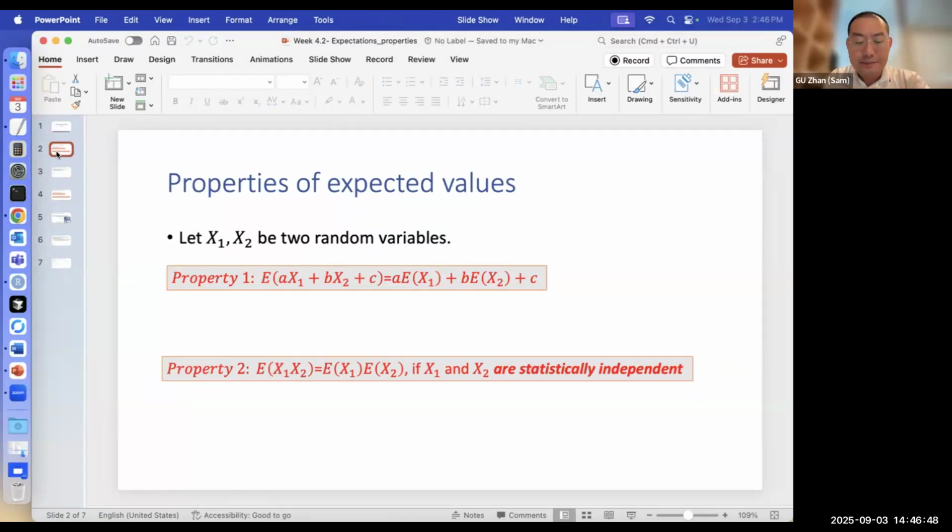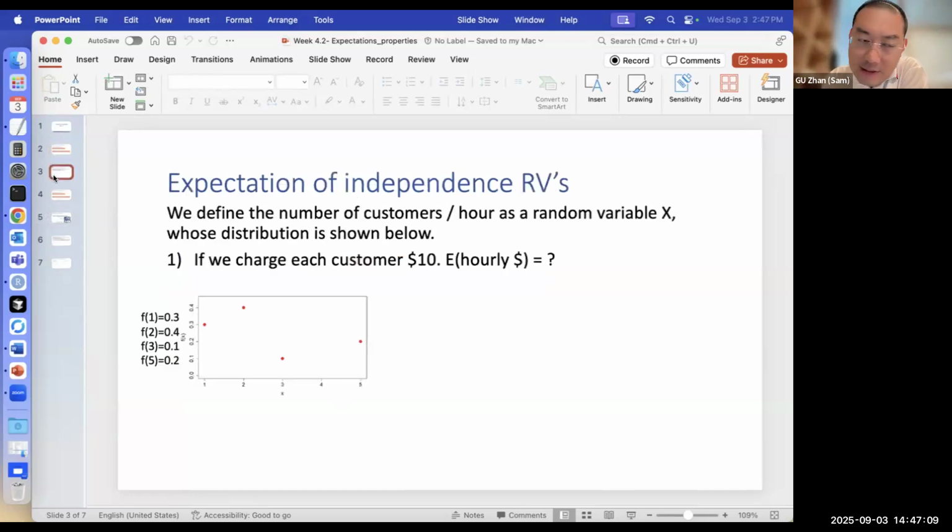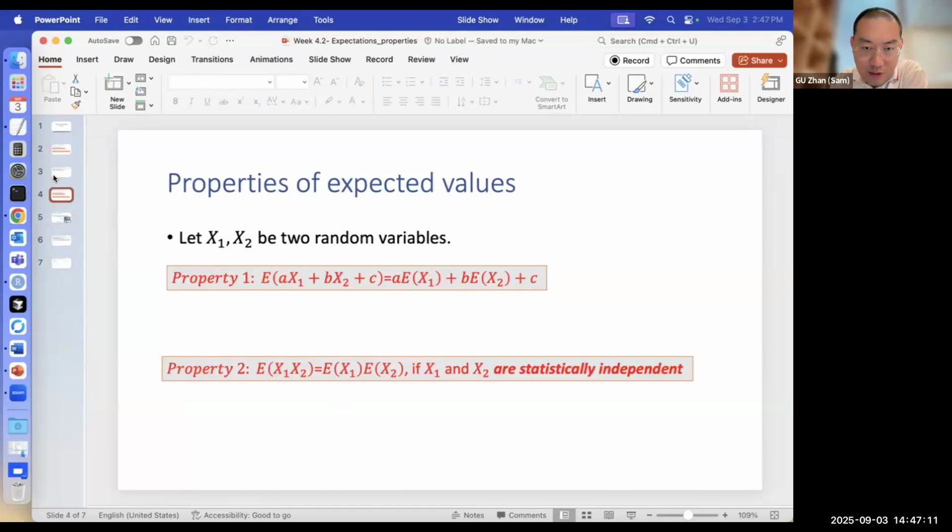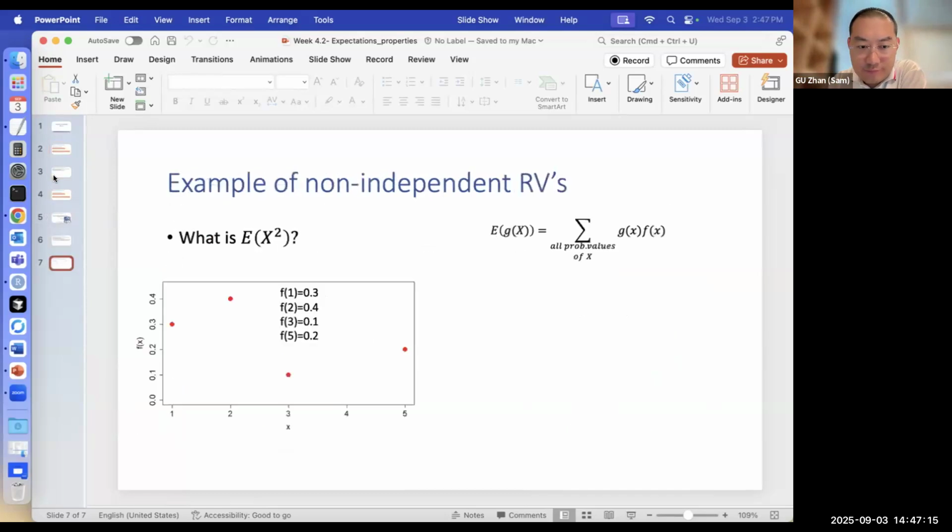Property 2: if X1 and X2 are statistically independent, so they are independent events, then the expected value of X1 times X2 is equal to the expected value of X1 times the expected value of X2. So these are the two properties that we'll use.